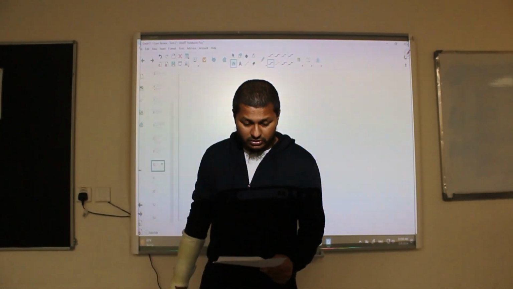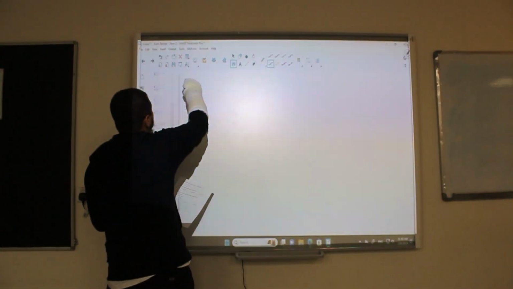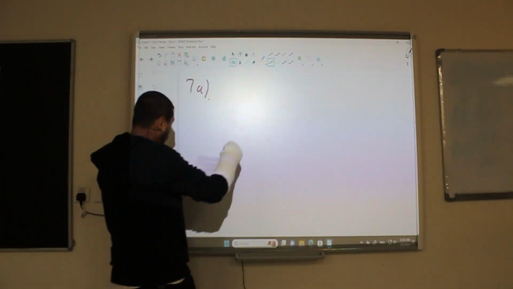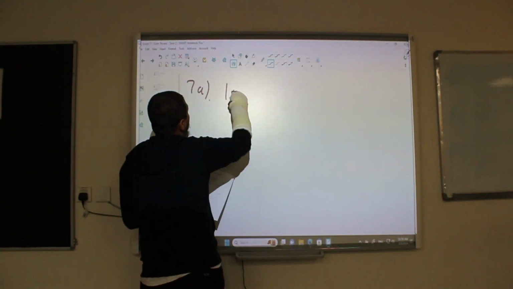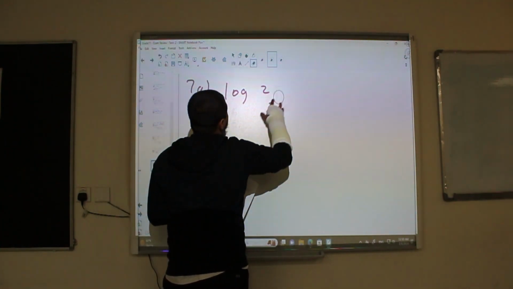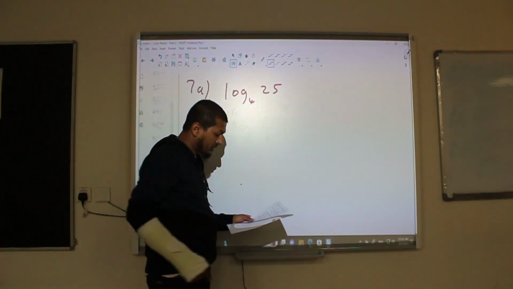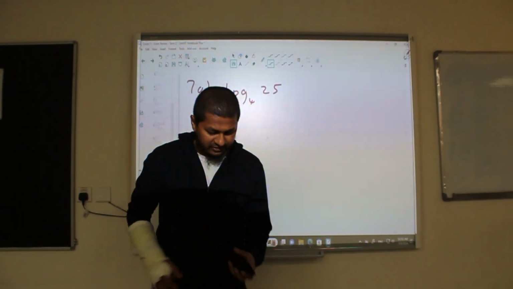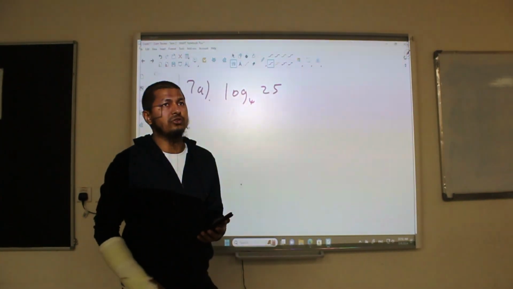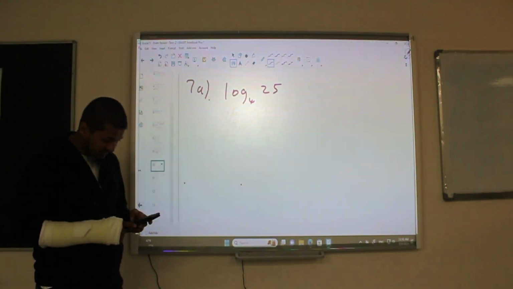Right, so now we're going to solve example number 7, find the value of 7a. Find the value of log 25 base 4. So obviously we need to use a calculator there because you can't really get the exact answer. And remember, when you're using the calculator, try to round off to the nearest thousandth. So log 25 base 4.